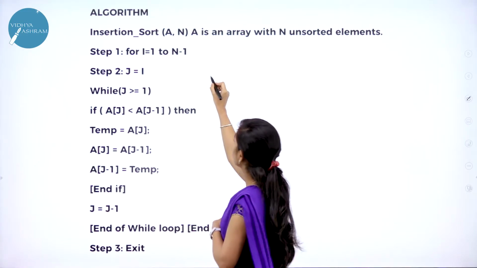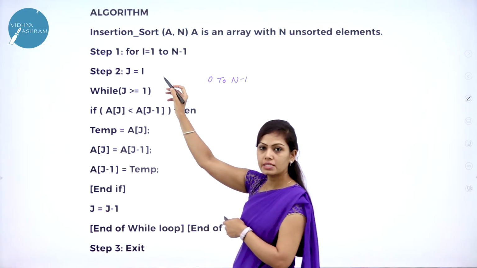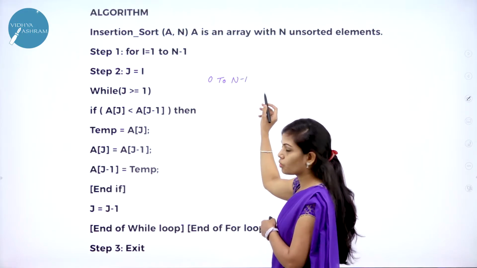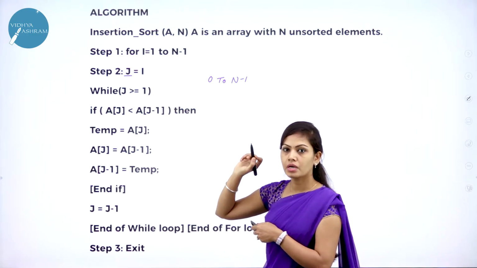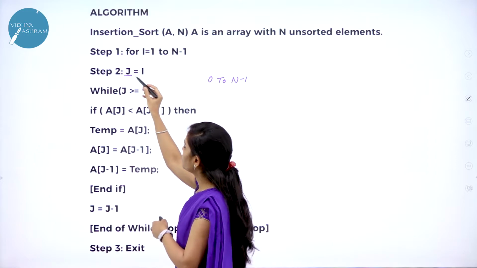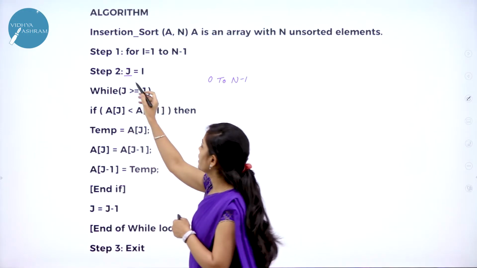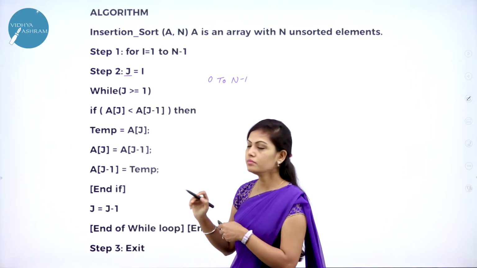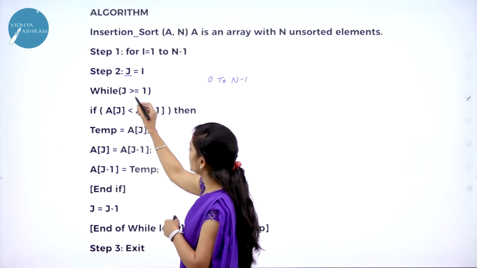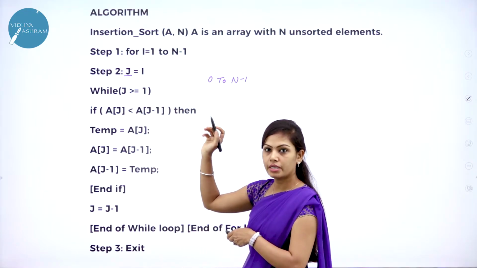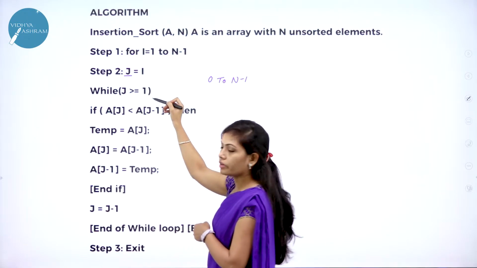Instead of taking 0 to n minus 1, I will assume i is equal to 1 to n minus 1. And also I will take one variable called j. The i value I will copy to the j value. So, i is equal to 1, we can assume j is equal to 1. And I will start with a while loop: j is greater than or equal to 1, which means the j value is greater than or equal to 1.